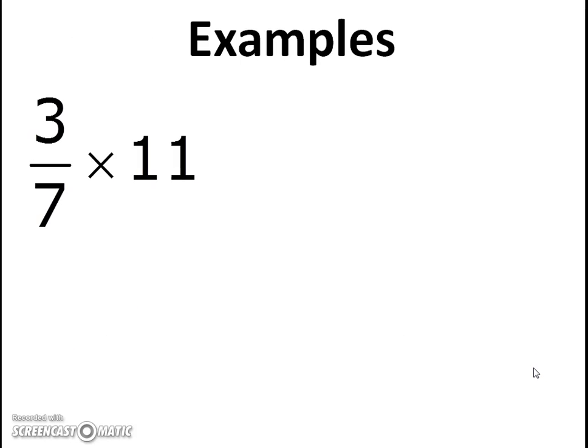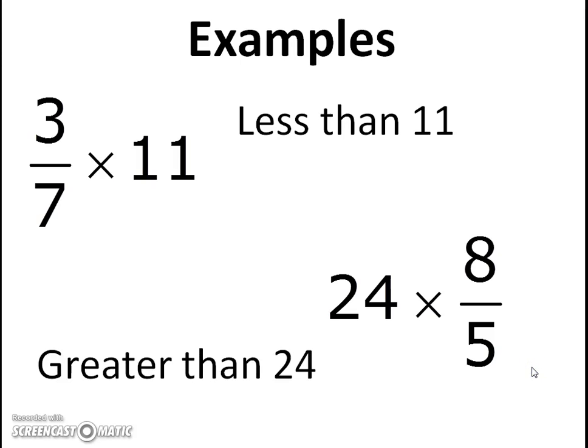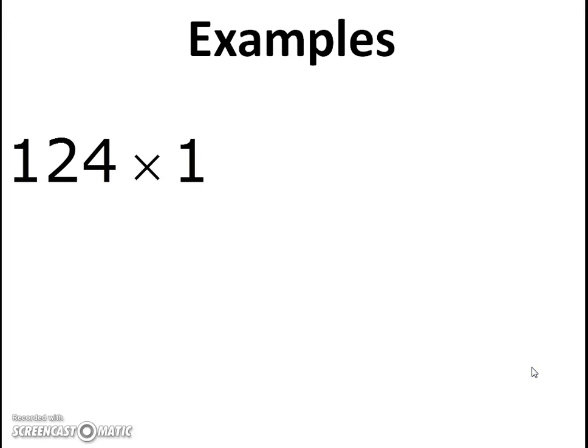3/7 times 11 is less than 11 because 3/7 is a proper fraction that is less than 1. 24 times 8/5 is greater than 24 because 8/5 is an improper fraction that is greater than 1. 124 times 1 is equal to 124 because when you multiply by 1, your product is equal to the original factor.